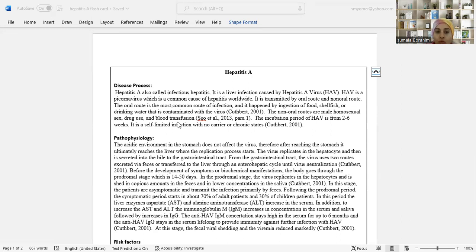The oral route is the most common route of infection, and it happens by ingestion of food, shellfish, or drinking water that is contaminated with the virus. The non-oral routes are male homosexual sex, drug use, and blood transfusion. The incubation period of hepatitis A virus is from 2 to 6 weeks.